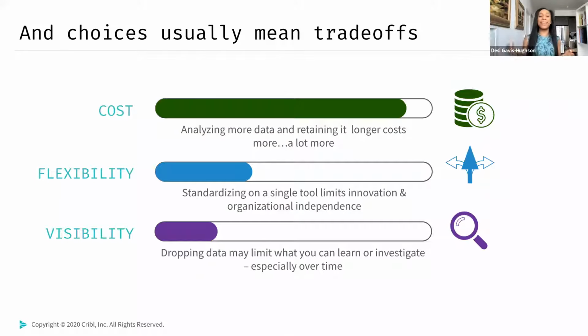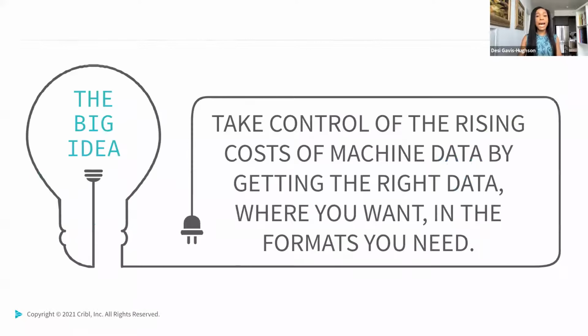You end up playing this 3-way kind of tug of war with cost, flexibility, and visibility. I mean, the more data you analyze, the longer you retain it, the more it's going to cost you. If you standardize on a single tool, it's going to limit flexibility, and dropping data to keep costs down could limit what you can learn or investigate over time. So how do you do it, right? How do you manage the trade-offs of analyzing everything you need to get insights from your machine data formatted for all the tools you use without busting your budget?